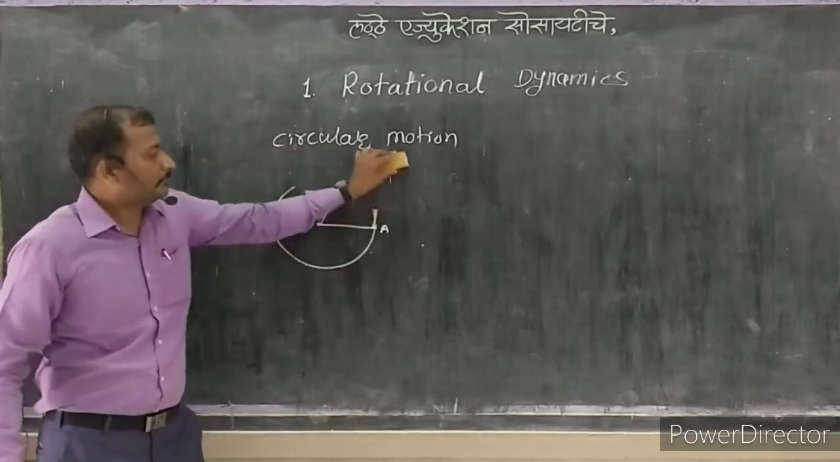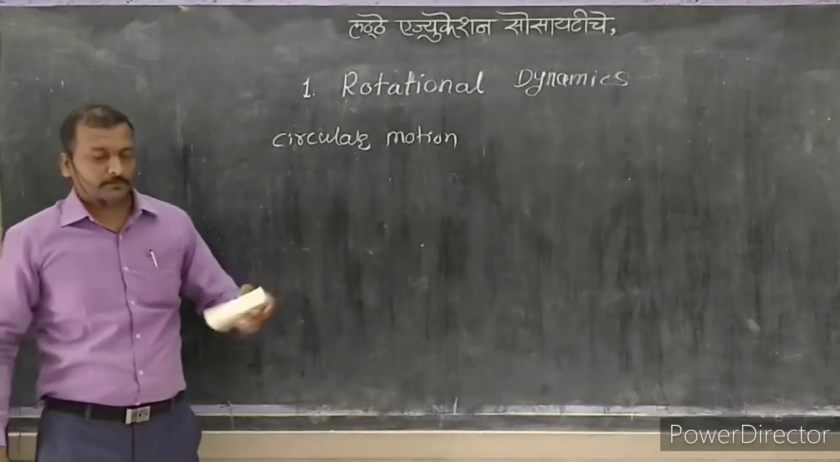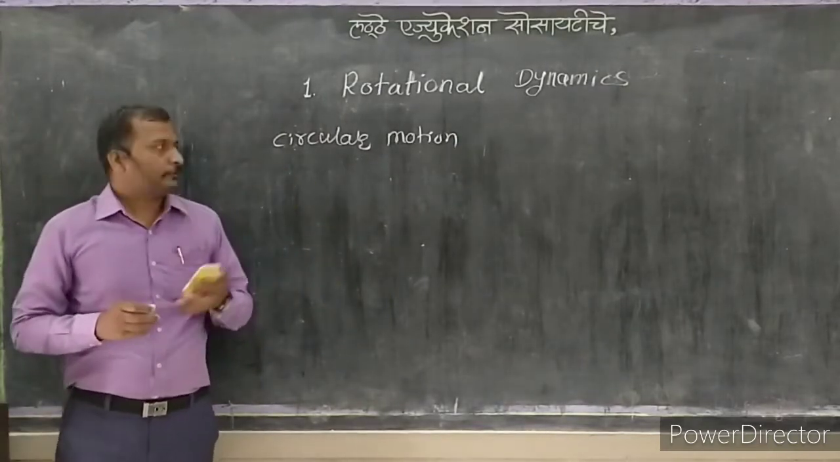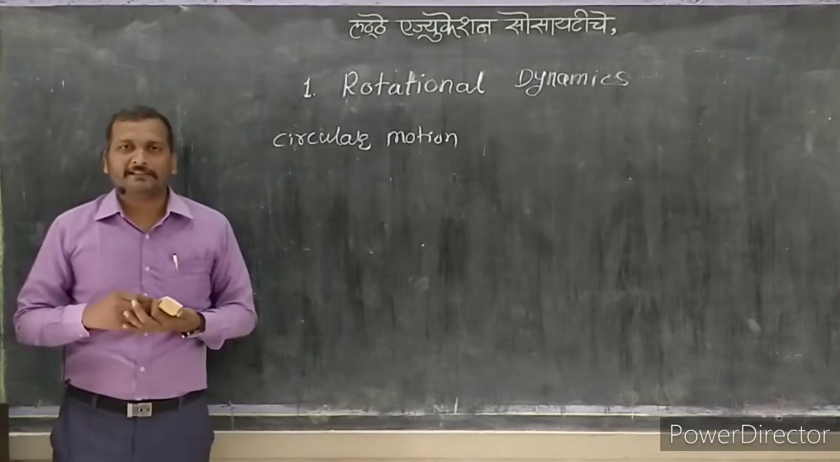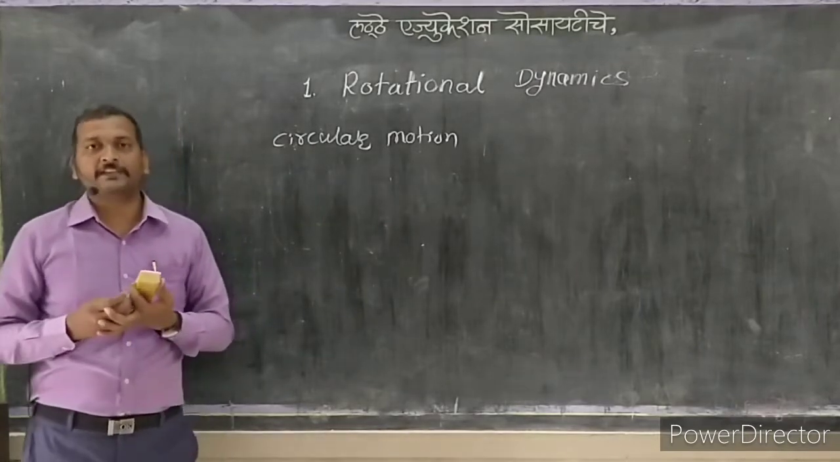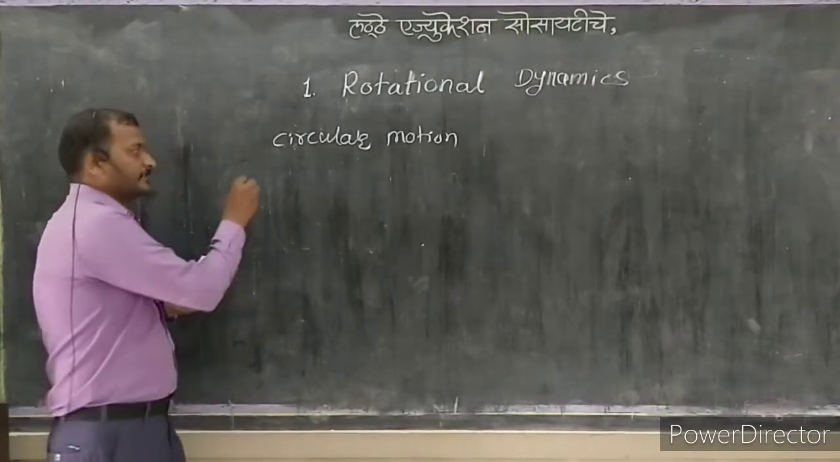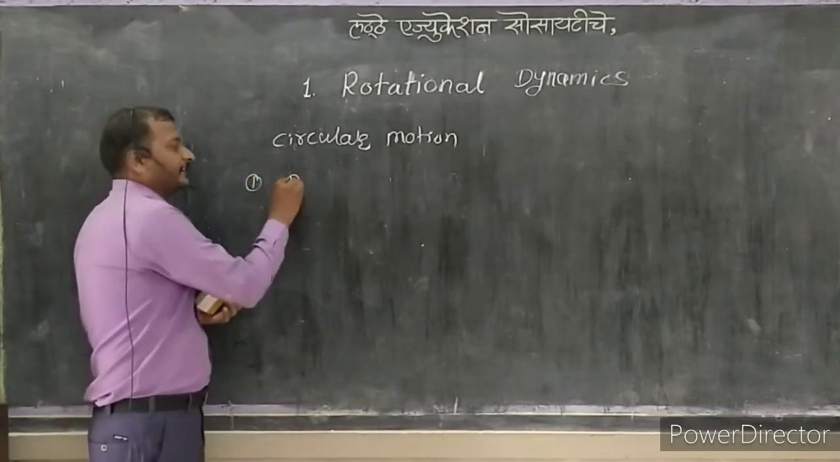Now we are going to study about circular motion. There are some basic definitions which we have to know. First definition is the radius vector.